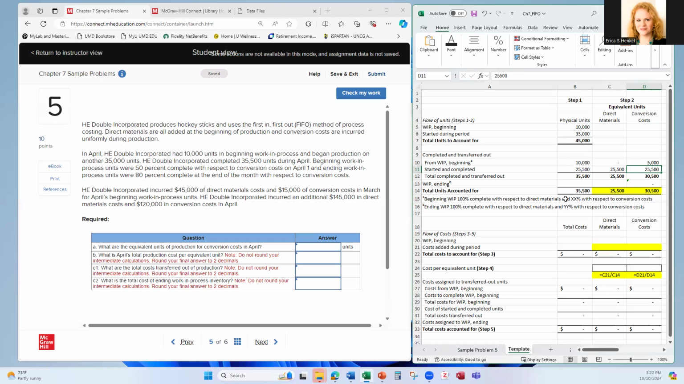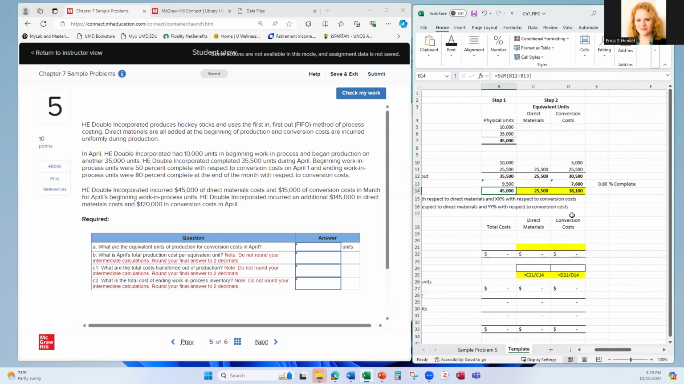All right. And then our WIP, so during the period, we've got 35,500 here that were completed, but we had to account for 45,000. So that means we take what we had up there minus what we know we completed. That means we had 9,500 in WIP. And actually, let's see, and those were 80% complete.